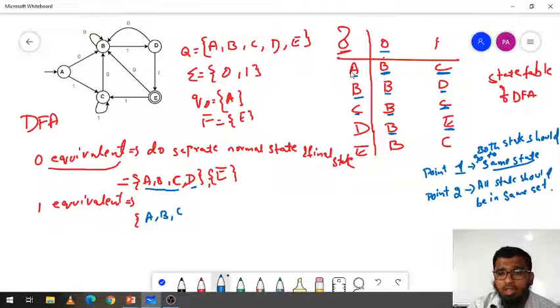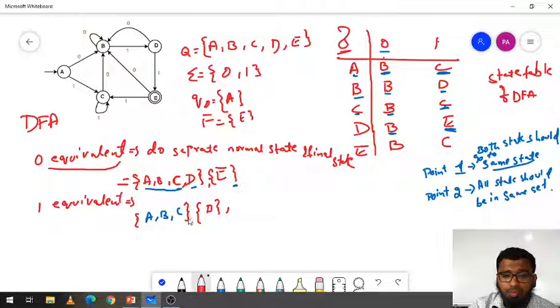What does it mean? A on 1 is going to C and D on 1 is going to E. Now check C, where is C? C is in the same set. What about E? E is in a different set. That means A and B is not equivalent. So what we need to do here? You need to make them separate. Okay, E.